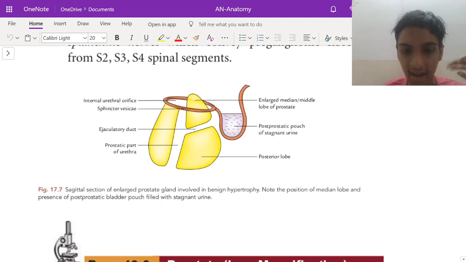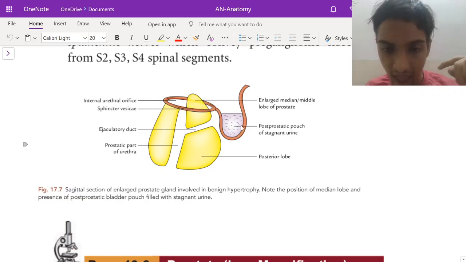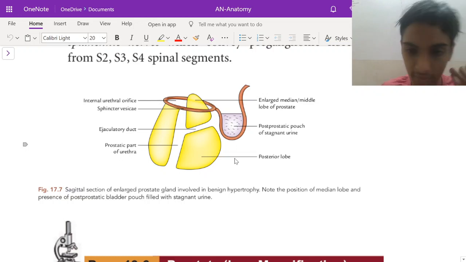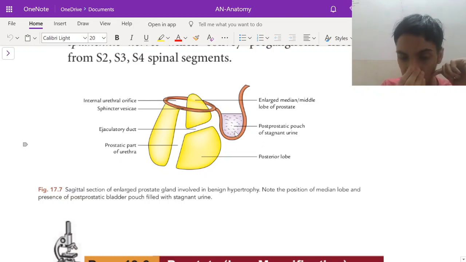Now coming to the applied anatomy, we have benign prostatic hypertrophy, where the median lobe of the prostate is enlarged along with the sphincter vesicae muscle. And the most important feature will be the formation of a post-prostatic pouch of stagnant urine, which makes the patient have more urge to urinate. It occurs in patients who are older, 50 years of age and above, and the levels of prostatic acid phosphatase or prostate specific antigen are checked.